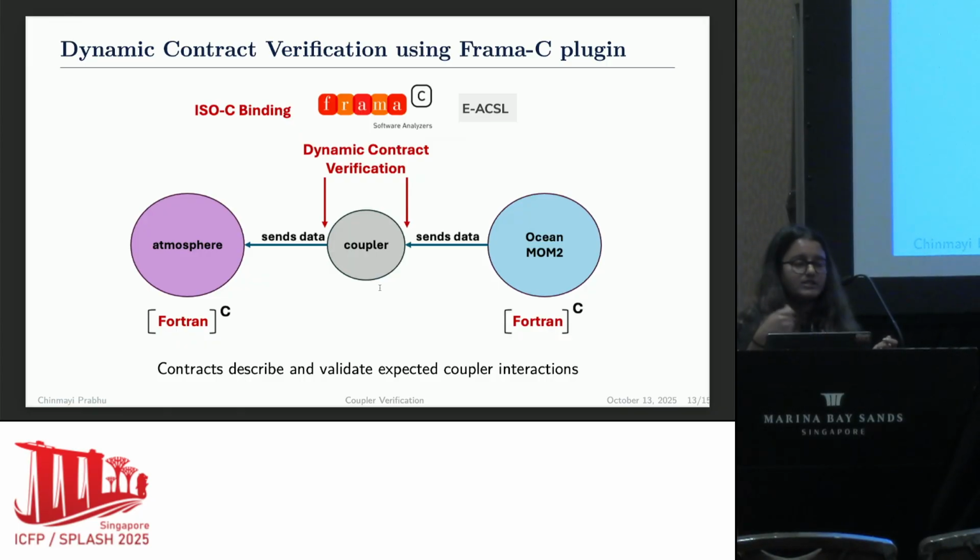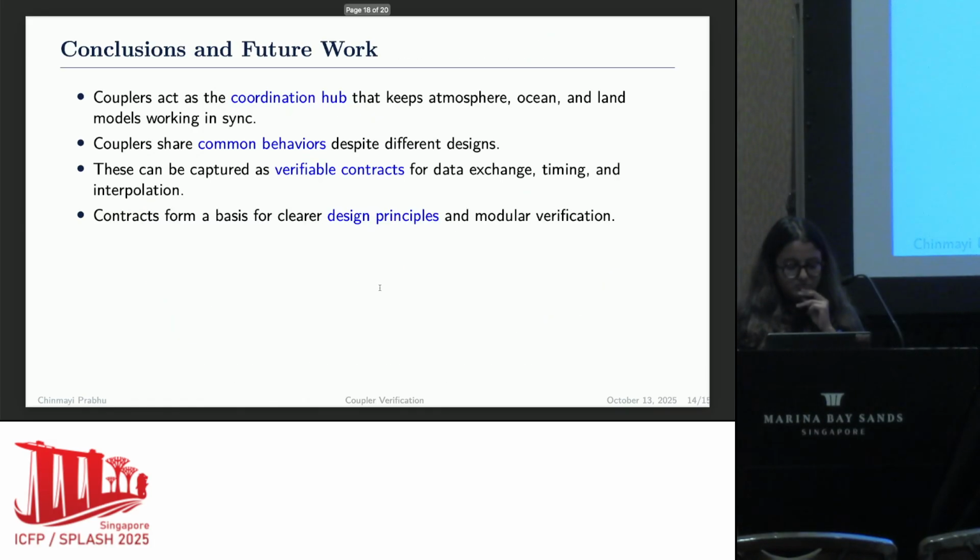For example, just as we have JNI for Java, which helps two different codes to communicate with each other, Fortran makes it easier to do it with C. So with the ISO C binding, you can wrap it easily, and then you can actually get the data for the dynamic contract verification.